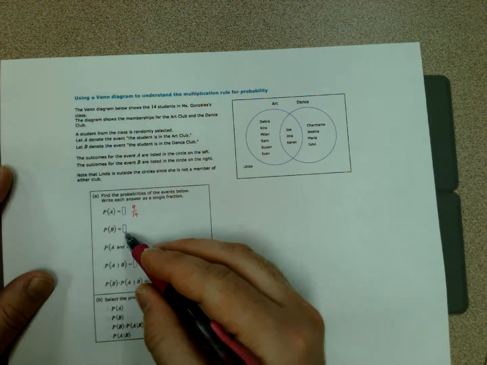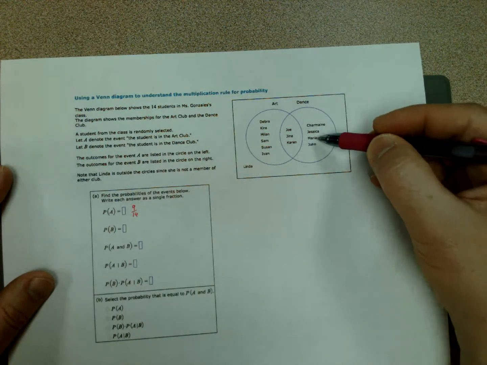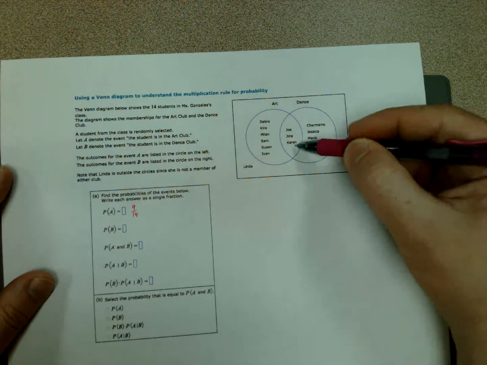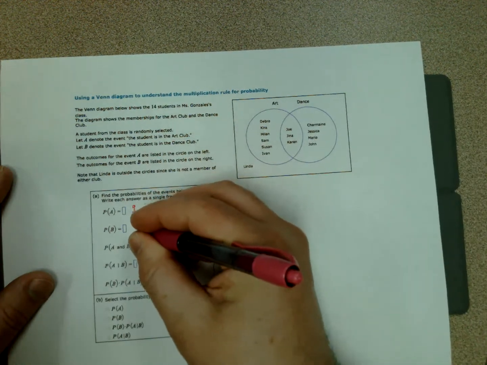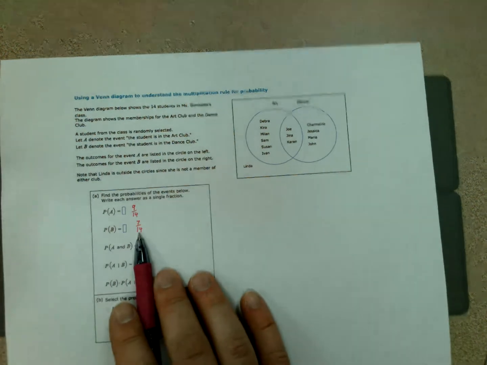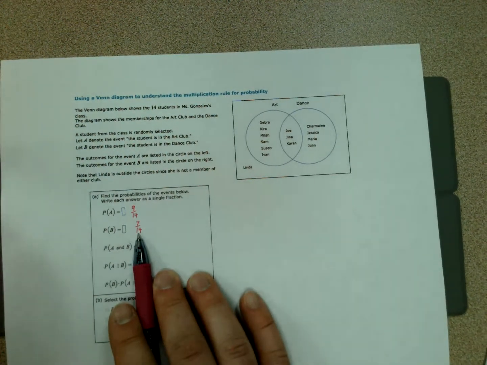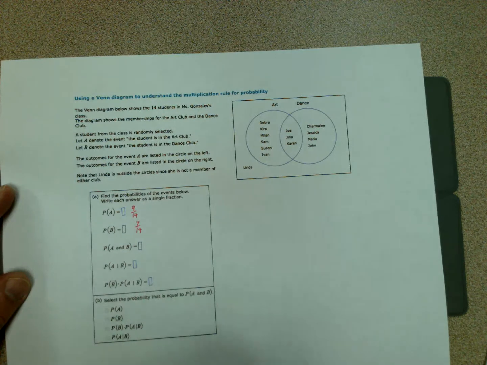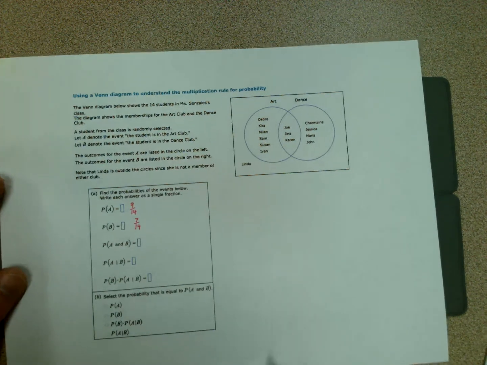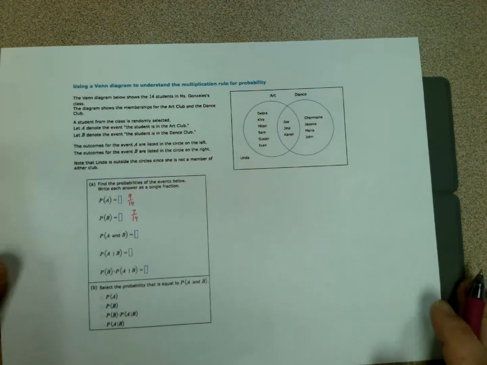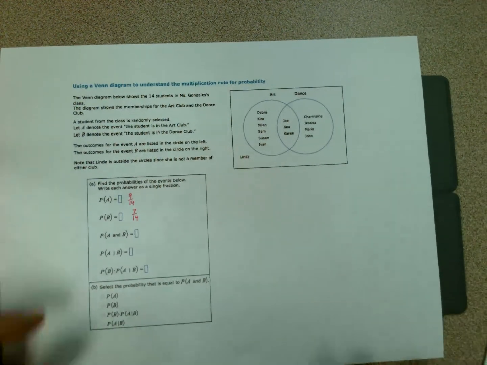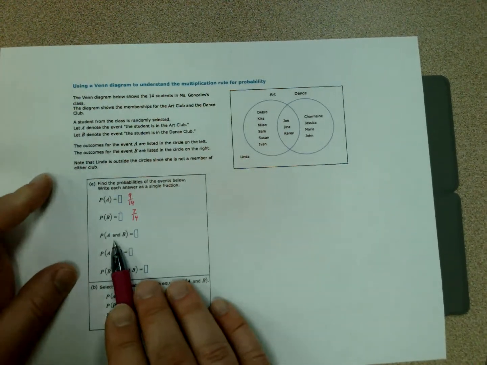For the probability of B, that's our dance group. So 1, 2, 3, 4, and then they combine again. So 4 and 3 is 7. So 7 out of 14. And just as a side note, you can feel free to reduce these just like a normal fraction. In probability, it sometimes actually makes it trickier, so I don't recommend it. But I know some people are very big on reducing fractions, so you can do that here if you feel so inclined.